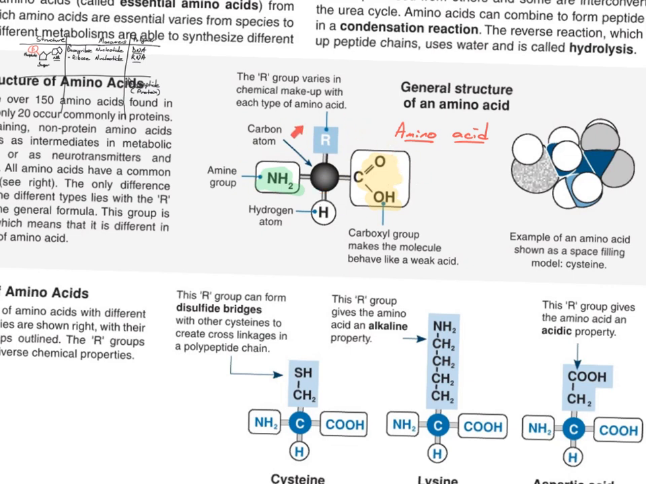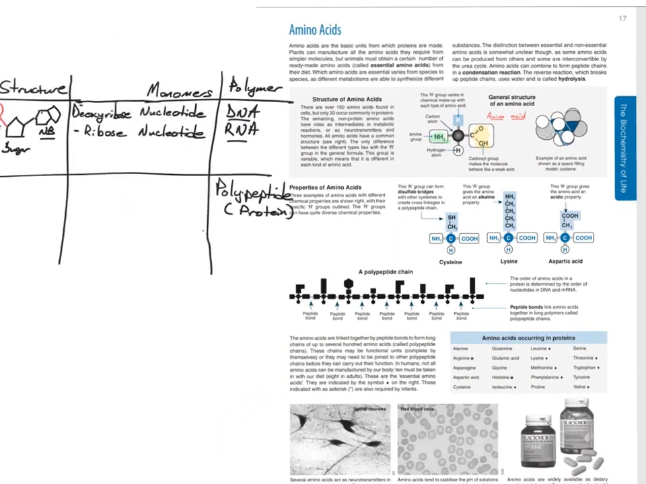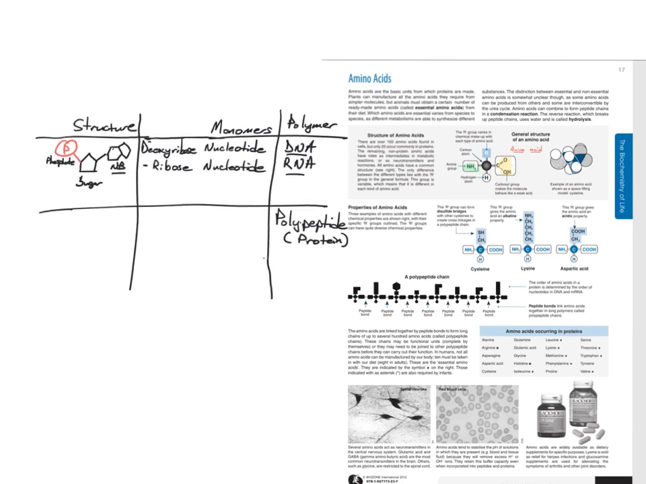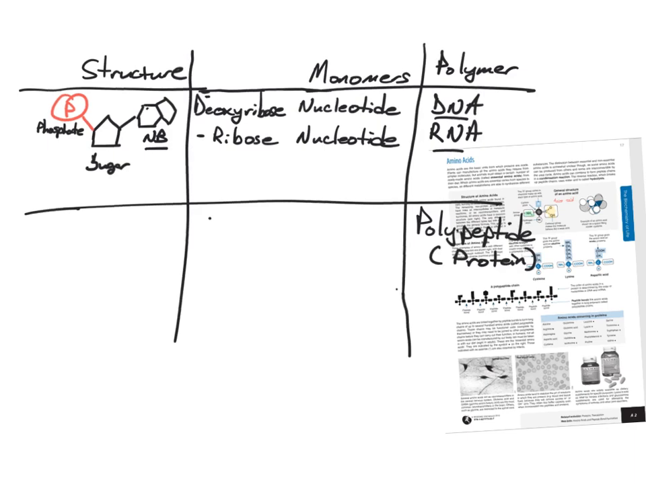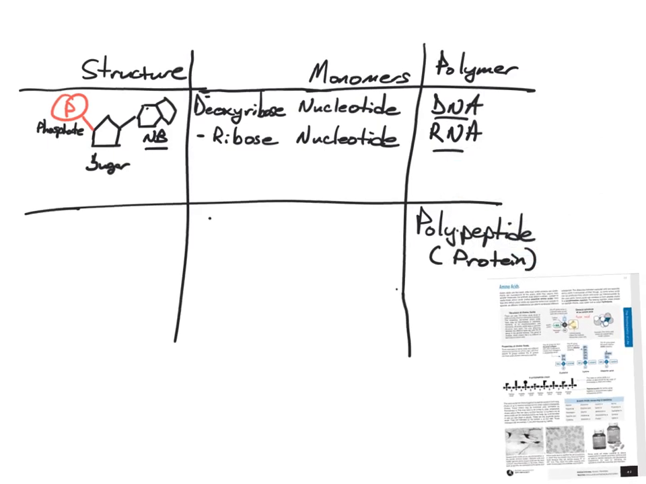You're going to take and connect a bunch of these together. So we can go back to our chart real quick, and we know that the monomer for polypeptides is what? What's it called? Protein is the polymer. Another word is polypeptide. What is the monomer? Amino acid. There are 21 different amino acids.